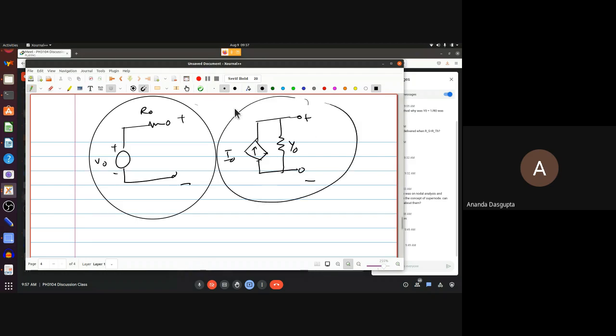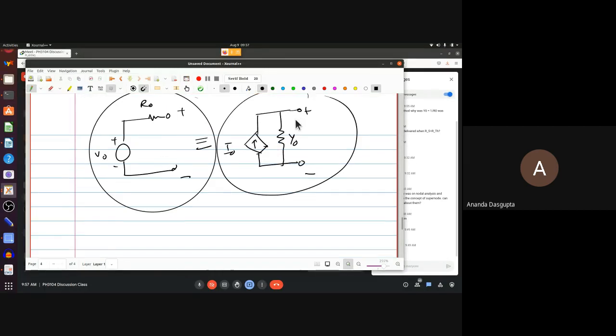In fact, it can go the other way around as well. If you're using Maxwell's method and your circuit has a current source, you would want to replace it by a voltage source. The question is, how do you find the current source which is equivalent to this voltage source and vice versa? Okay. And the idea is straightforward.